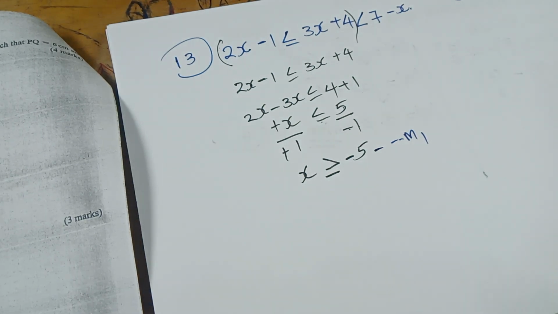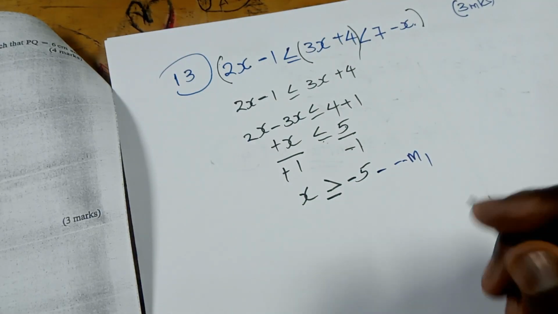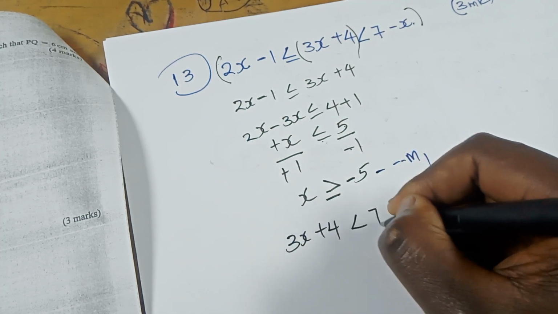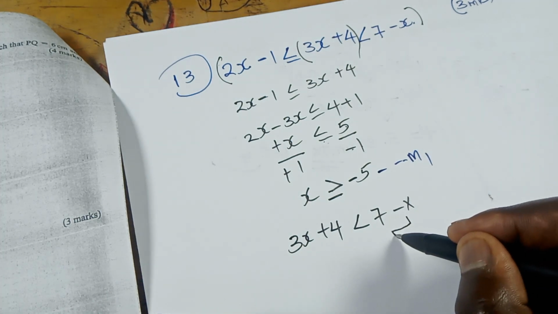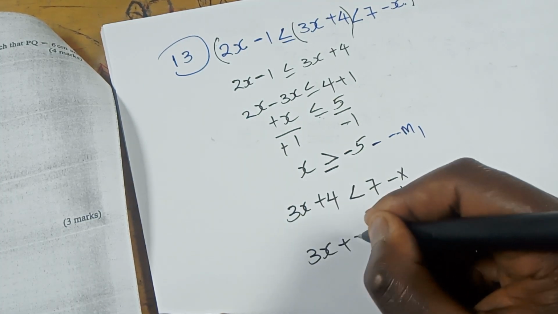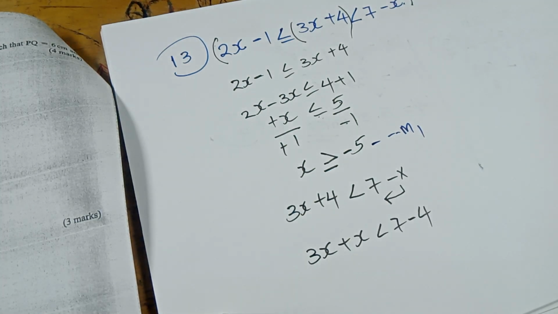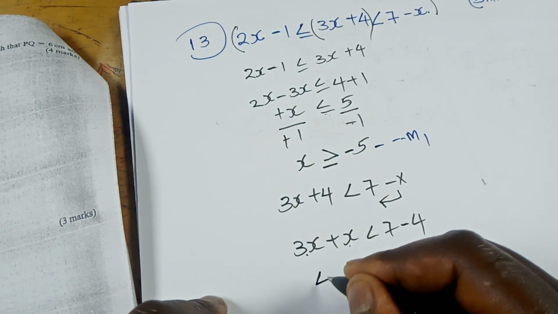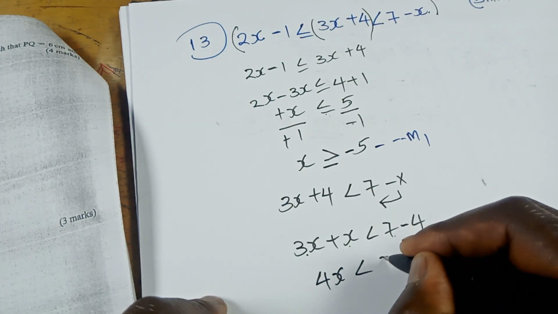Then we are going to take the last two. We will take that one and that one. That is 3x plus 4 is less than 7 minus x. And we put the right terms together. We are going to bring this on the left hand. So it will be 3x plus x is less than 7 minus 4. And by doing that, we are going to get 3x plus x is going to give us 4x is less than 7 minus 4 will give us a 3.